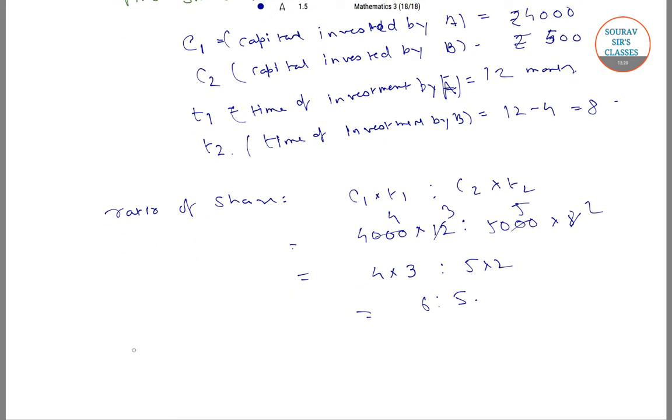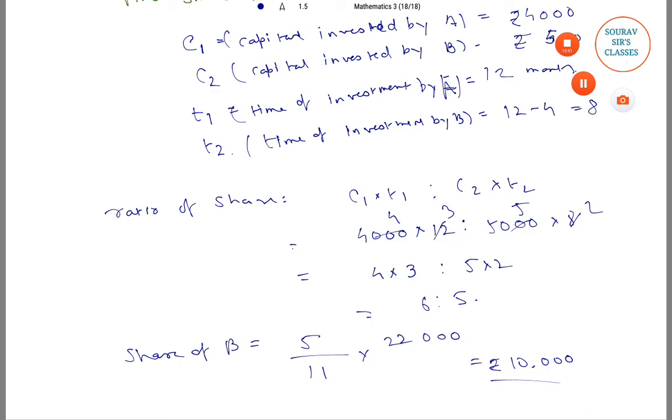So the share of B is equal to 5 by (6 plus 5), which is 5 by 11, into 22,000, which is equal to 10,000. So the share of B is rupees 10,000, and the share of A would be rupees 12,000.